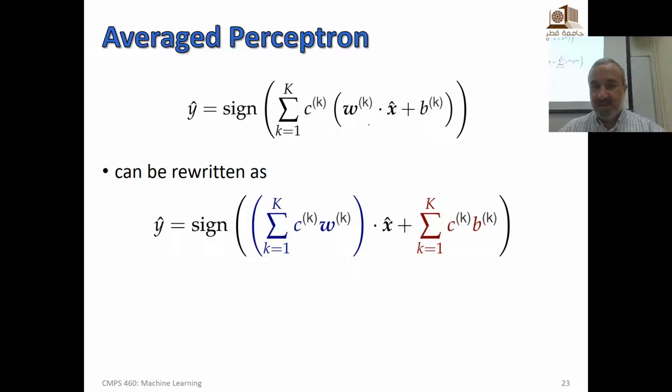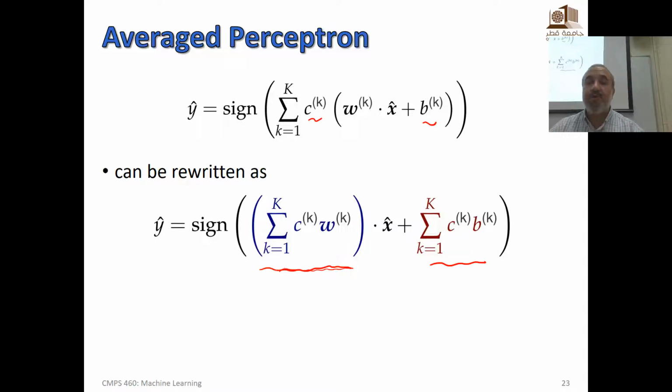We can now rewrite it this way. By multiplying this with this, we have C times W, and then X. X is like a constant here, right? So we can get it out of the summation. So we'll have now a summation multiplied by X plus another summation, which is C times B. How is that different from the previous one? It's just removing the sign? No. Actually, if you look at this summation, can we compute this summation offline, or do we need to wait until we get the example that we want to predict its label?